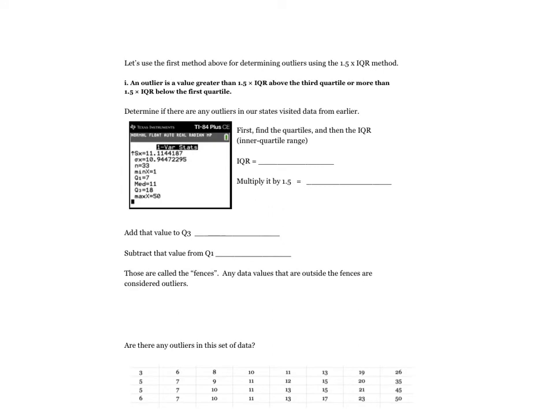So first, let's use method number 1, the 1.5 times the IQR method. We're going to determine if there are any outliers in our states visited data from earlier. We're still using that state data since we're familiar with it. Here is the screen, which shows us the 5-number summary off our calculator, and we need that because we need the IQR. Remember, the IQR is Q3 minus Q1. I got these numbers right from the chart there, and 18 minus 7 is 11. Then I'm going to take that IQR and multiply it by 1.5. I have a calculator off to the side here, and that gives me 16.5.